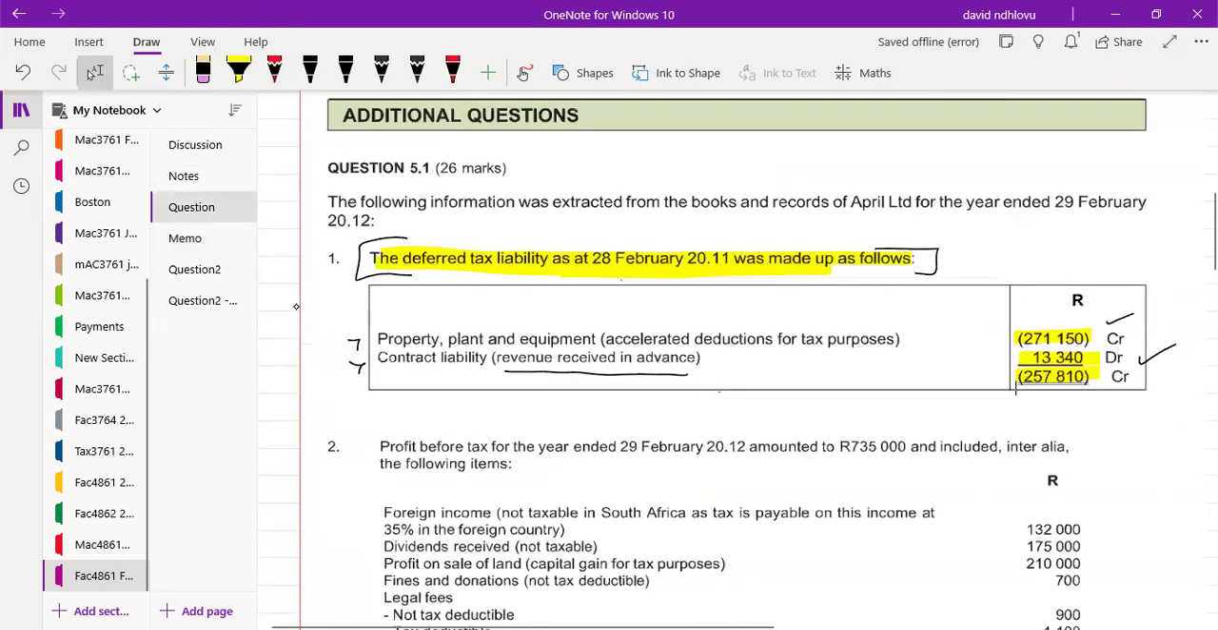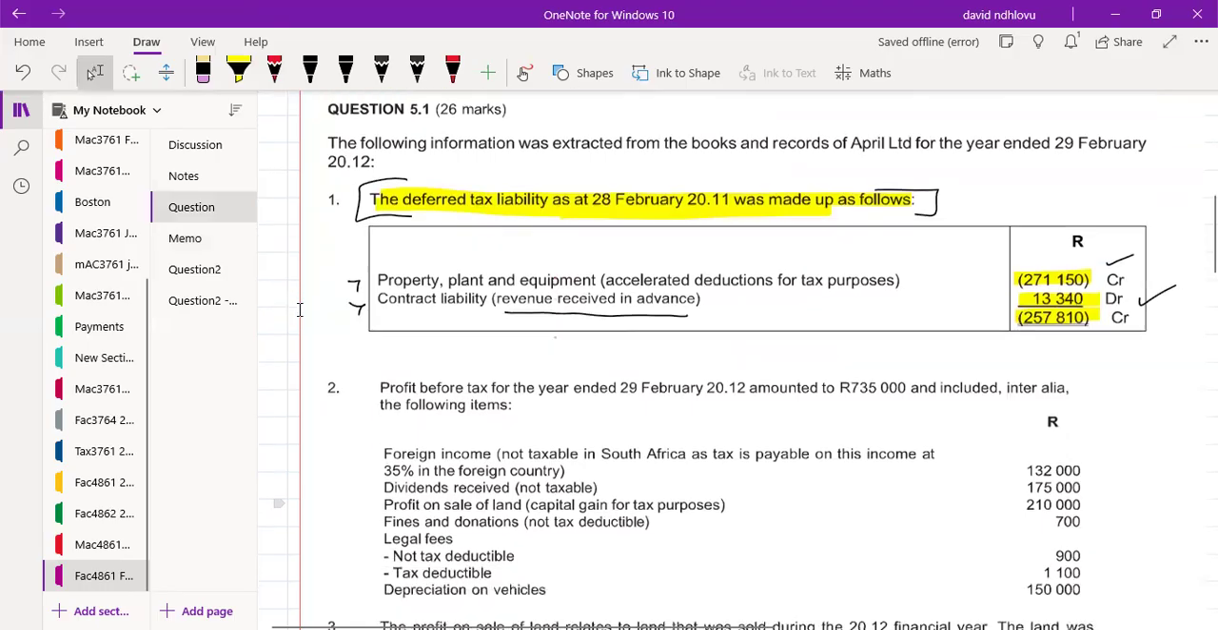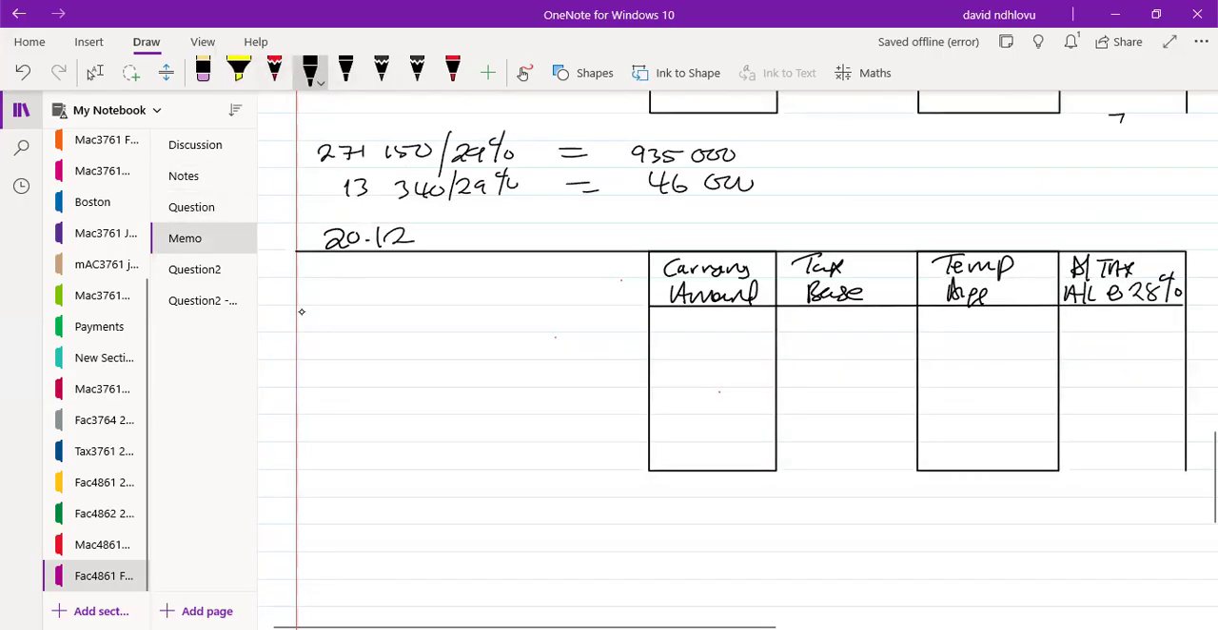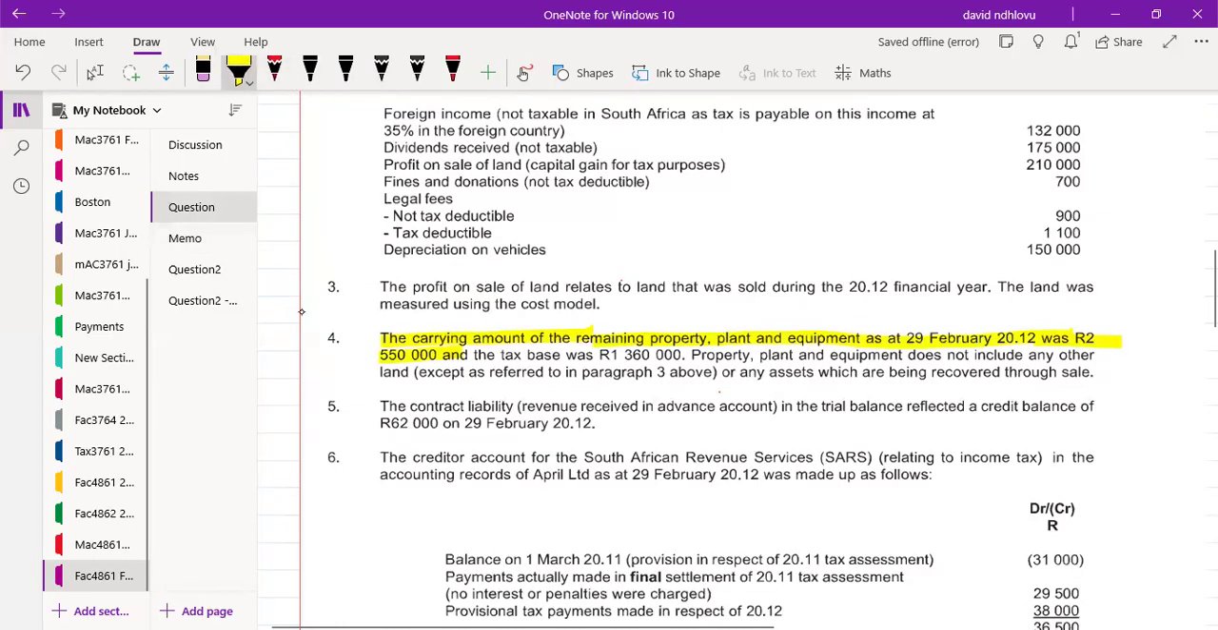We need to find out which assets and liabilities we were having at the end of the year. In this question, they just gave you this. They said the carrying amount of remaining property, plant, and equipment at 29 February 2012 was 2,550,000. So the carrying amount is already given. We don't have to calculate that for property, plant, and equipment. In another complex question, you may need to calculate that. Then they also gave us the tax base. The tax base was 1,360,000.